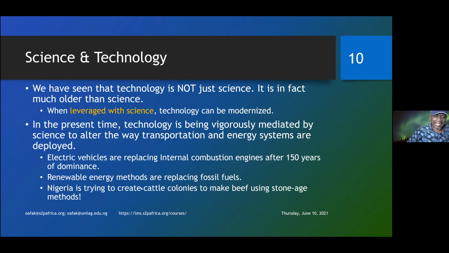Nigeria is still trying to create cattle colonies to make beef using Stone Age methods, even when all these things are happening. Now, you are Nigerians like me, I hope, and I hope it will be our conversation to see how we will move away from this kind of Stone Age thinking. If we cannot do it as a government, we should be able to do it for ourselves and become rich and live outside the limitations of the Stone Age system.